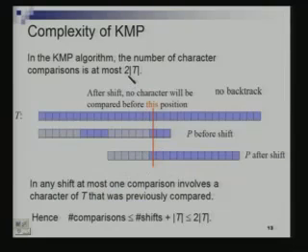If a character is part of an unsuccessful comparison, it might be compared again, right, but it results in a shift. So every unsuccessful comparison results in a shift. So total number of shifts, since it can be no more than the size of the text, total number of unsuccessful comparisons can be no more than the size of the text. So the total number of comparisons therefore is at most 2 times the size of the text.